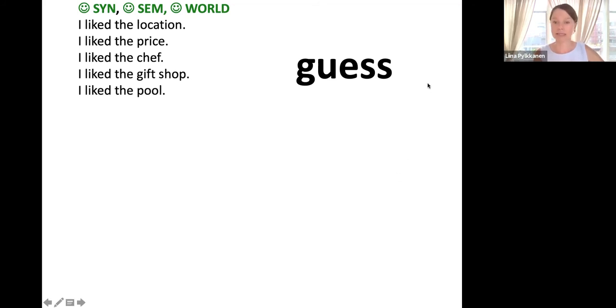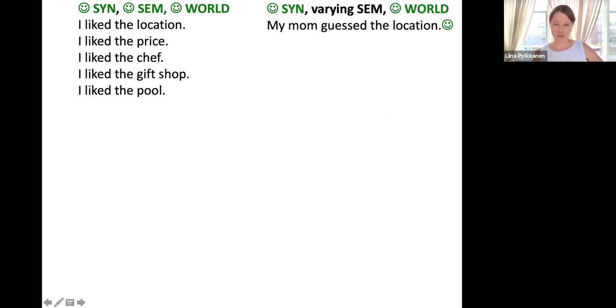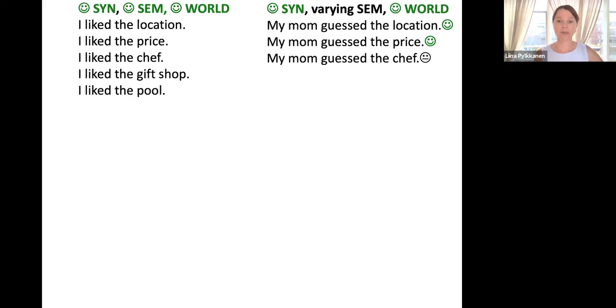Okay, so that's some totally mundane, fine sentences. Then let's use the verb guess. I need to change the situation a little bit. Let's now imagine that I'm coming back from vacation, and I'm showing my mom the pictures from the vacation, and just on the basis of the picture, she's guessing a bunch of stuff about the vacation. I might then report to you, my mom guessed the location. That would be fine, just on the basis of the picture, she guessed the location. My mom guessed the price, totally fine. So again, I'm just using the verb guessed instead of liked here.